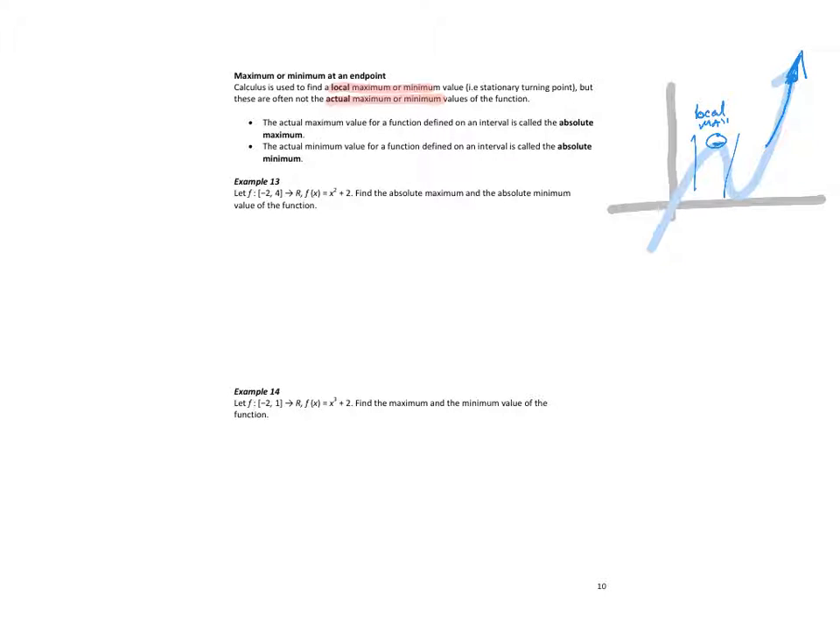maximum value there. In the same way, this point here is a local minimum, because everything down here is actually smaller than the function. So my stationary points aren't necessarily the smallest or the largest values of the function. They're just the local smallest or largest. If we want to know the actual largest or smallest, we refer to it as the absolute maximum or the absolute minimum. All right?